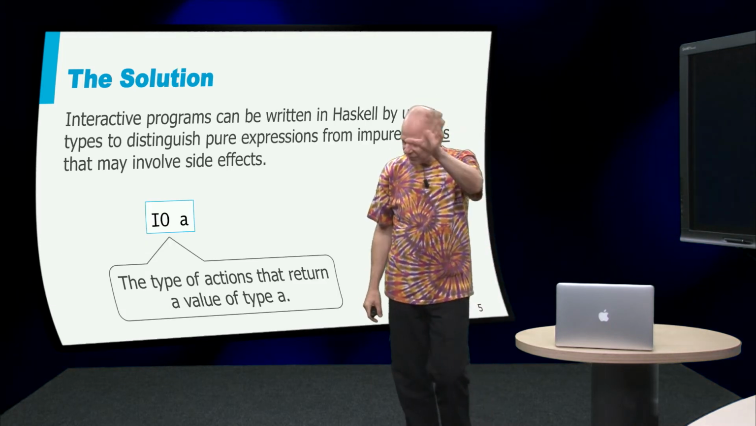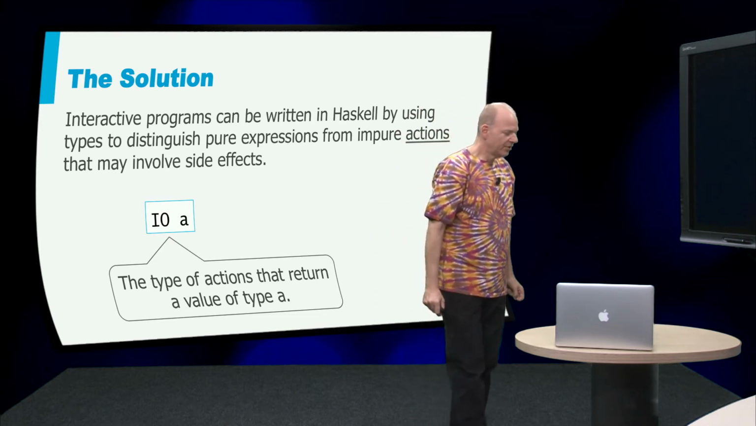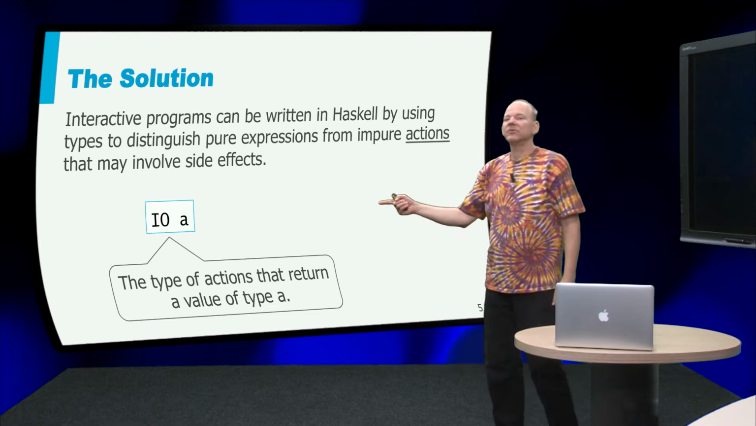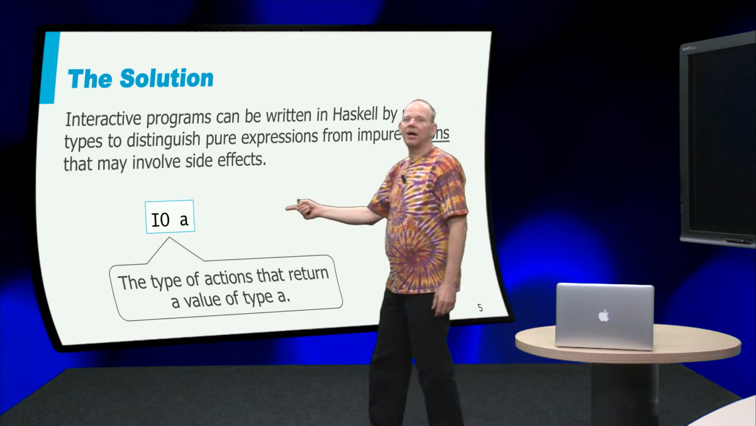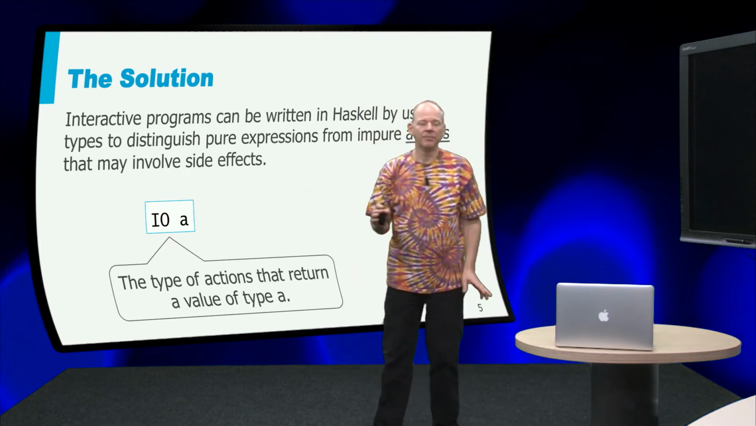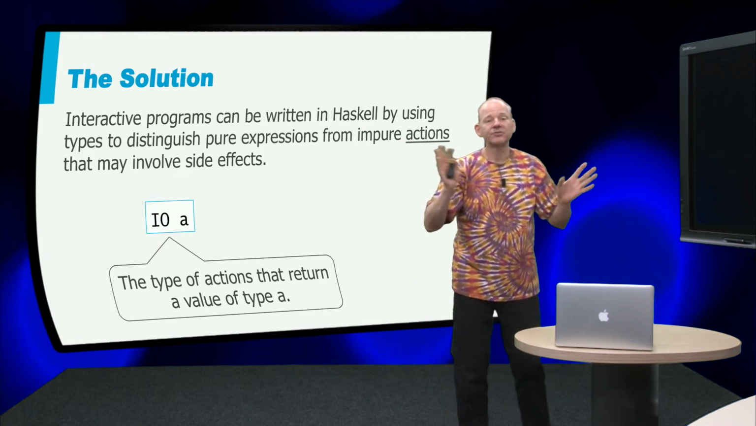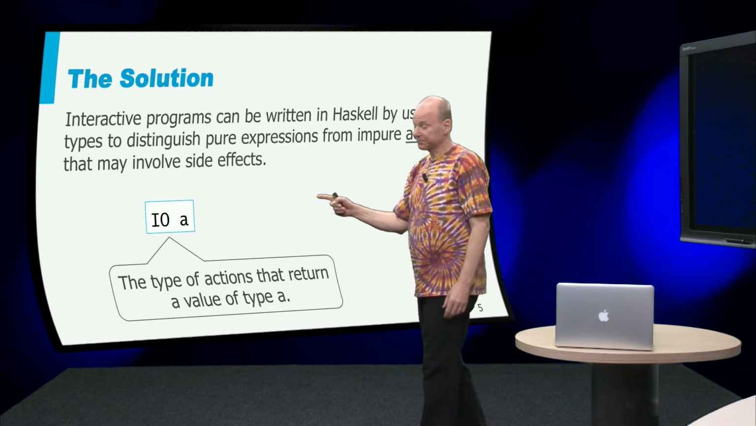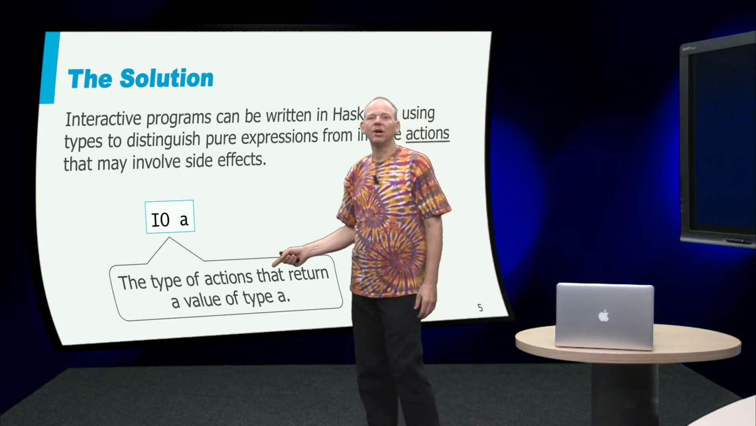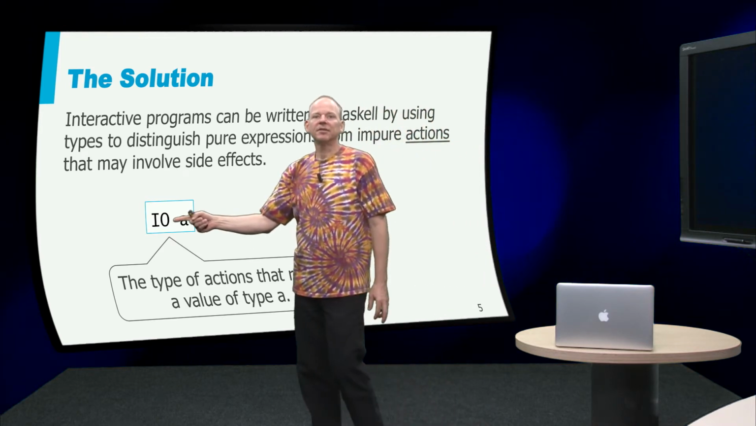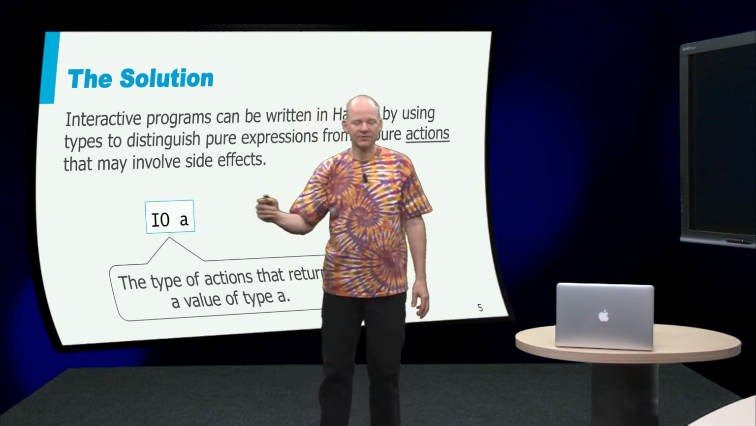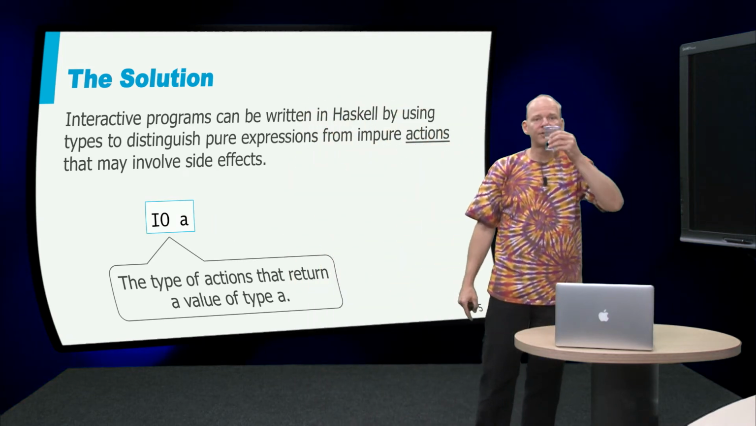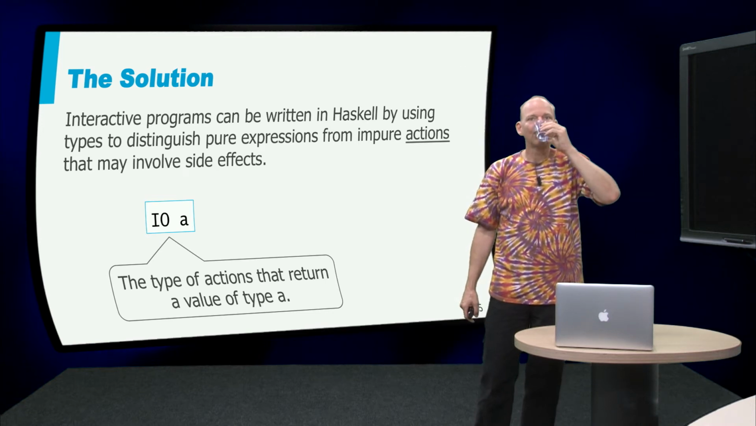Okay, so as I mentioned, the solution to the problem is to introduce a new type, and we really don't care how this type is defined. For now, we'll just assume it's some abstract type, I/O of A, and this type denotes an action that will perform some side effects, and as a result, will return a value of type A.